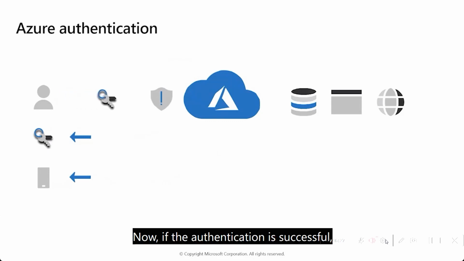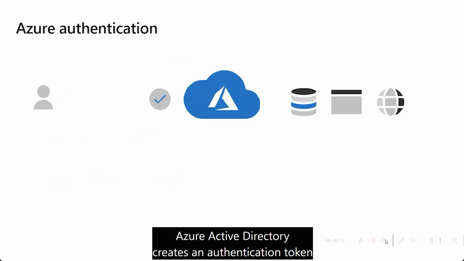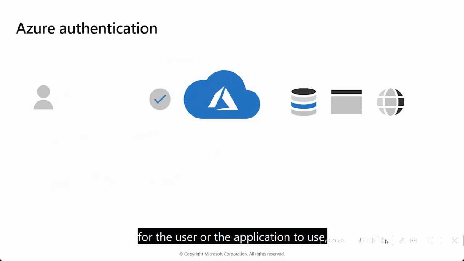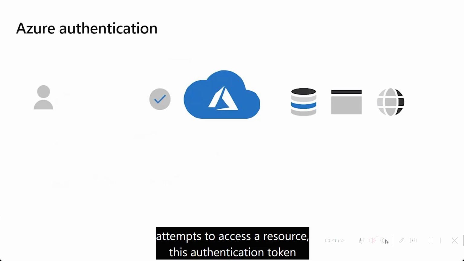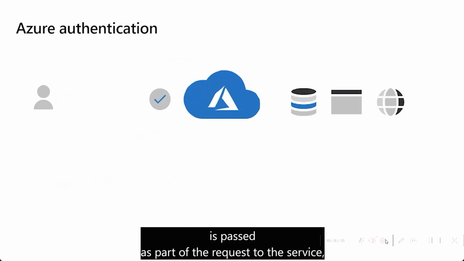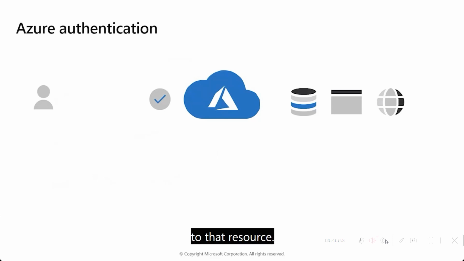Now, if the authentication is successful, Azure Active Directory creates an authentication token for the user or the application to use. Which means when that user or application attempts to access a resource, this authentication token is passed as part of the request to the service. And the token is then used by the service to authorize the access to that resource.